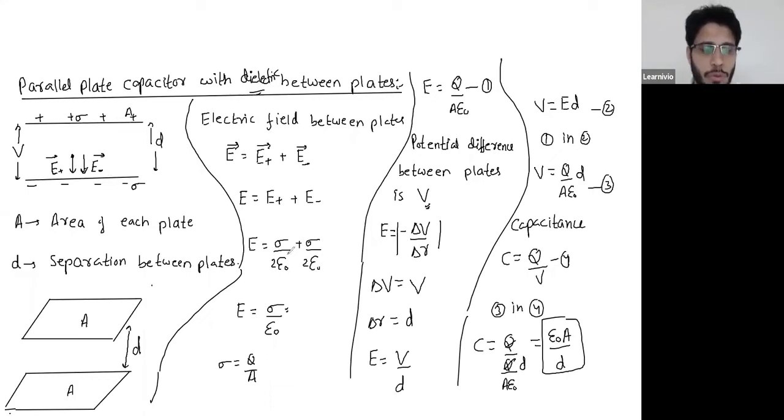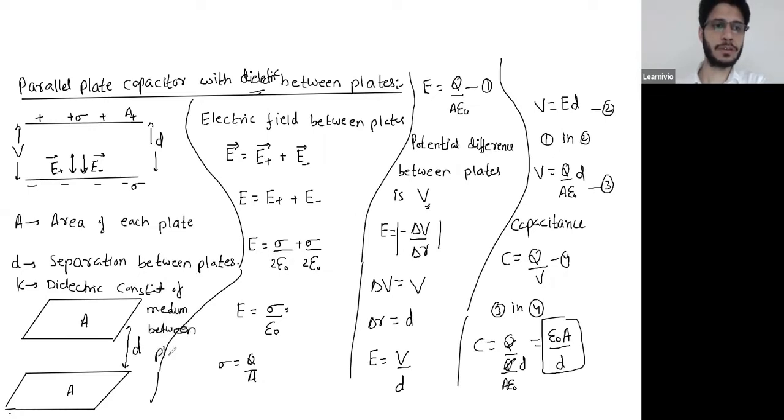Can you guess where the calculations will change? This is an open question for all. Instead of air, I put a dielectric. Very good, epsilon naught. So instead of epsilon naught, I will use the dielectric constant. Say K is the dielectric constant of the medium in between the plates.